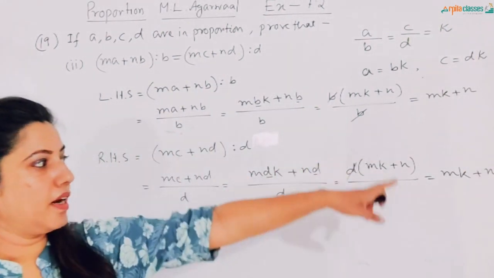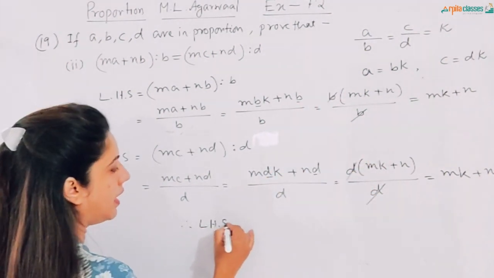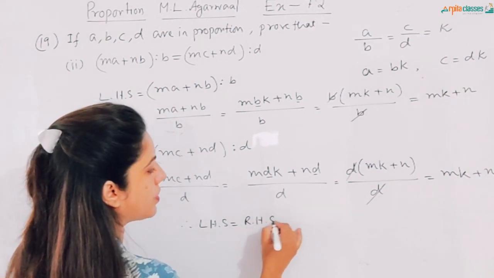So look at the left hand side and right hand side, we got the same thing from the left hand side and right hand side. Therefore, we can write LHS is equal to RHS. Proved.